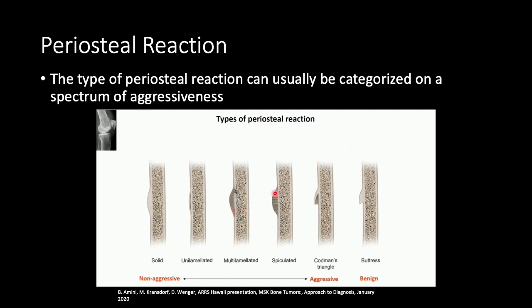And then if something's growing really quickly, you can get this spiculated periosteal reaction, which is kind of bone forming along these things we call Sharpey's fibers, which attach the periosteum to the bone. And then another thing called Codman's triangle, where you have a lifting off of the periosteum, which is a very aggressive feature. Sometimes you can have buttresses, but we won't talk about this right now. Just for the purposes of this talk, we'll keep that aside, but these are considered benign.